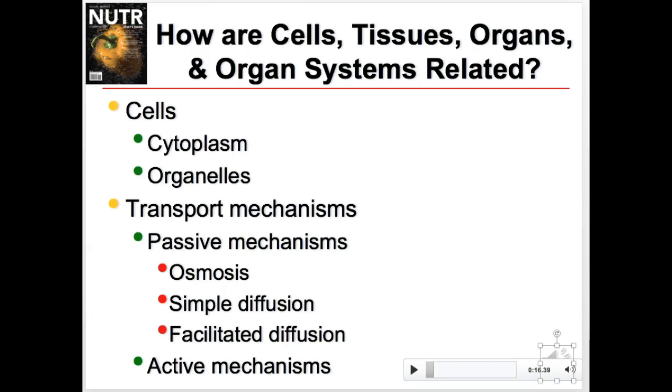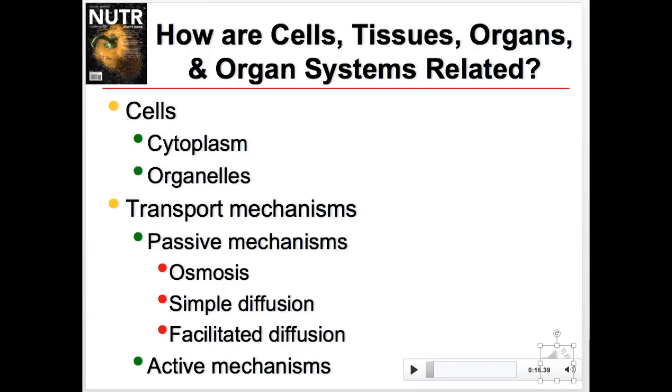So then we have active mechanisms. Active transport can occur as a direct result of ATP, or by coupling the movement of one substance with that of another. So active transport can move solutes into the cell or out of the cell, but energy is always used to move the solute against its concentration gradient.